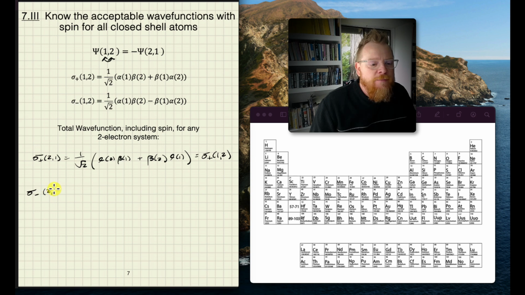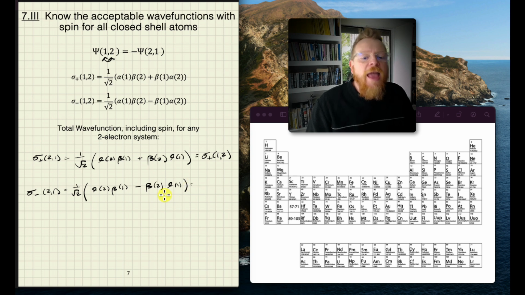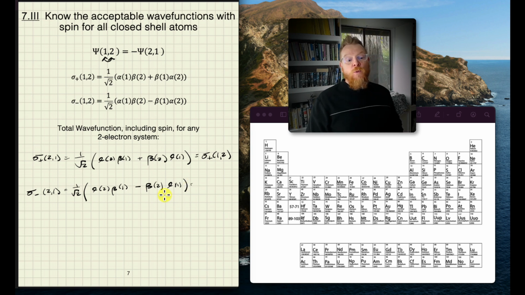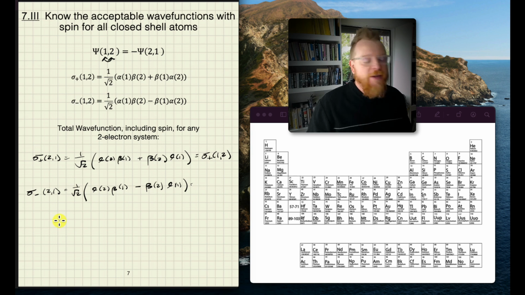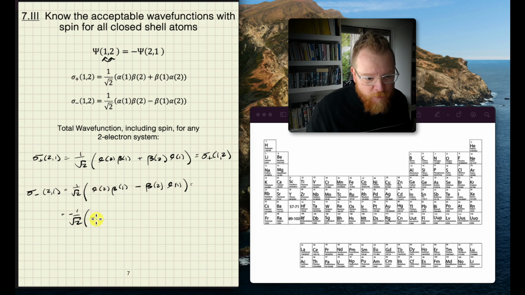We'll write sigma minus 2, 1, and we'll switch the position of those labels. So now that becomes alpha 2, beta 1 minus beta 2, alpha 1. And with some odd algebra here, we'll see that this does it. So I'm going to factor out a negative sign from this. So factoring out a negative 1, and that's going to give me the following: negative alpha 2 times beta 1 plus beta 2 times alpha 1.